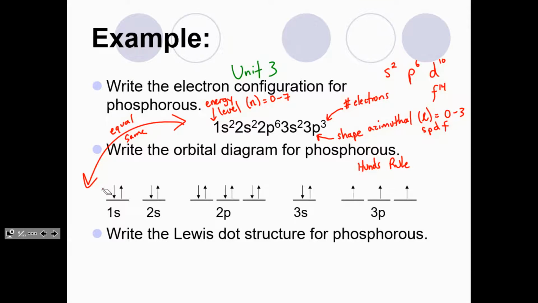So now what we're going to do is write the Lewis dot structure. And how do we get that? We're going to look at the highest occupied energy level. So the highest occupied energy level that I have is 3. That is the highest energy level. So what I'm looking at are these two. And if I look at how many electrons there are, there's 1, 2, 3, 4, and 5. So I'm going to draw the Lewis dot structure for phosphorus. And here it is right here.